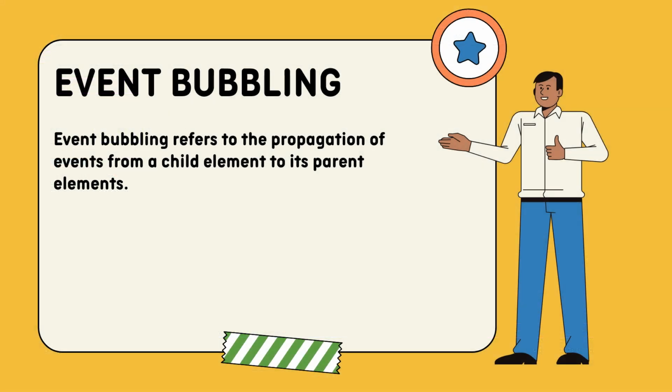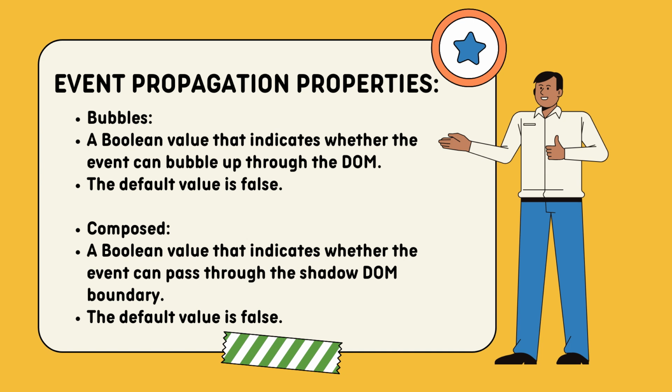Now let's understand event bubbling. Event bubbling refers to propagation of events from a child element to its parent elements. In LWC, there are two event propagation properties. One is bubbles and one is composed. First, let's understand about bubbles.